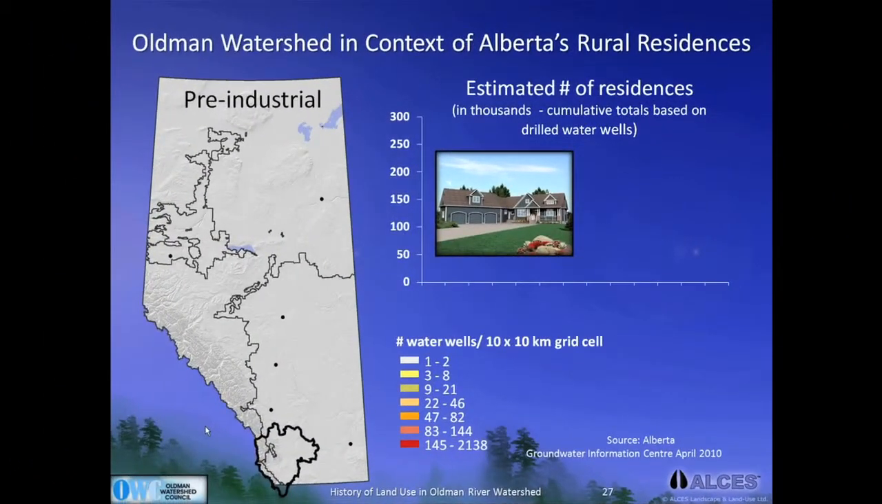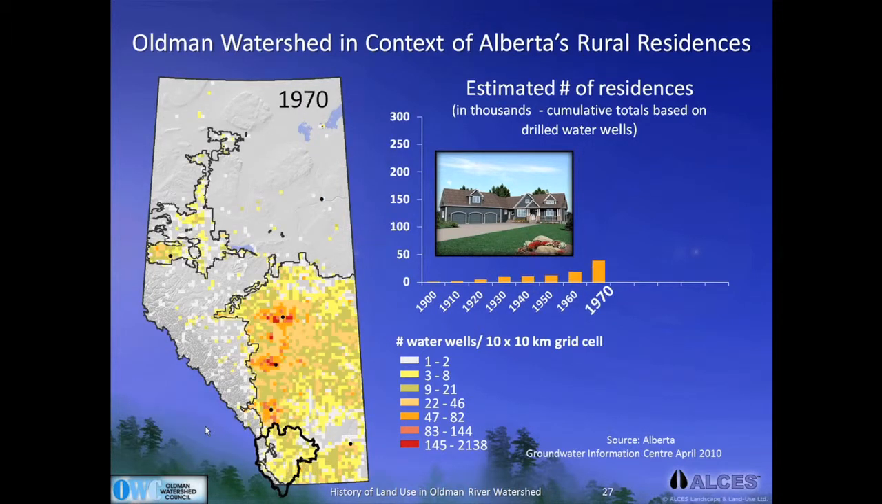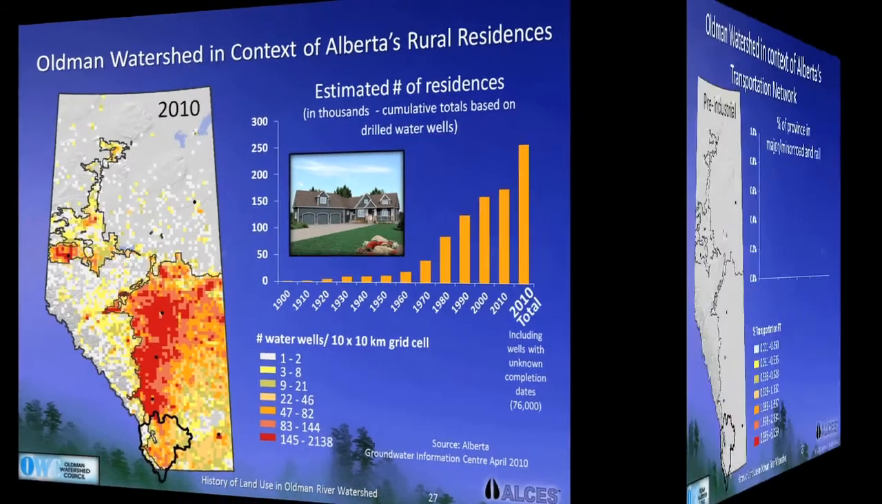Here we're looking at rural residential, so not everyone, but just those people that are living outside of settlements. And again, at the provincial scale, we can see how that has grown exponentially. So we're looking at the estimated number of residences up around, what, 250,000 rural residences in Alberta, and the distribution inside of the Oldman Watershed Council.